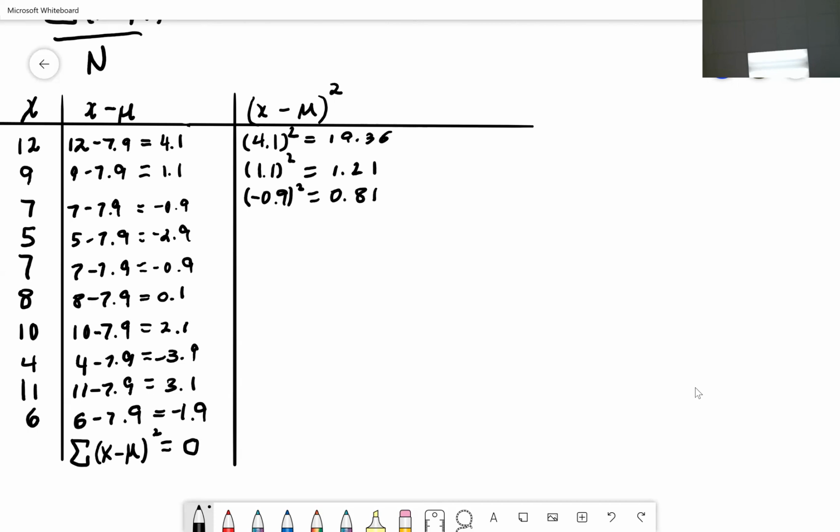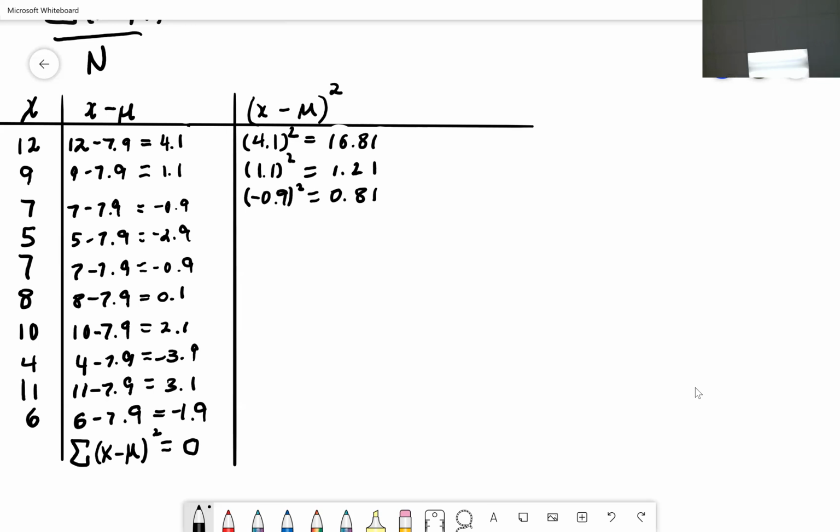What did it give you? Oh, because I put the wrong number, thank you for spotting that. I put 4.4 by mistake. It's 16.81. I'm sorry. Thank you for spotting that. So 16.81.